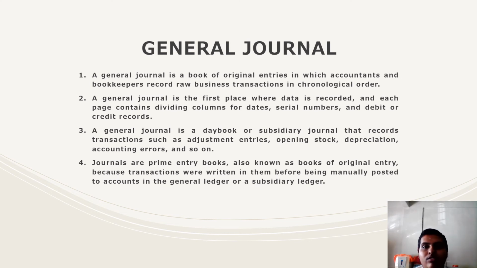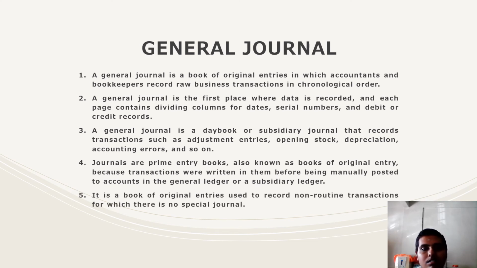Okay, and we have two types of journals: general journal and special journal. So what is the general journal? The general journal is a book of original entries in which we record non-routine transactions for which there is no special journal. The transactions that we cannot record in a special journal, we will record in the general journal. That is the meaning here.